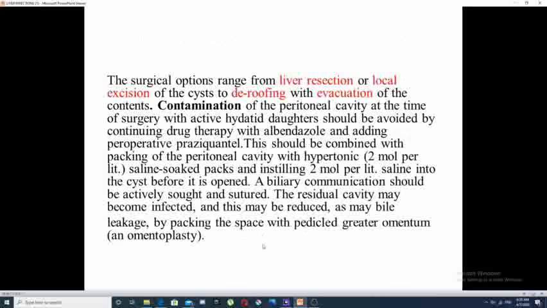Surgical options for management of the hydatid cyst range from resection of part of the liver, or local excision of the cyst, or the most common method, which is the de-roofing of the hydatid cyst of the liver with evacuation of the content.